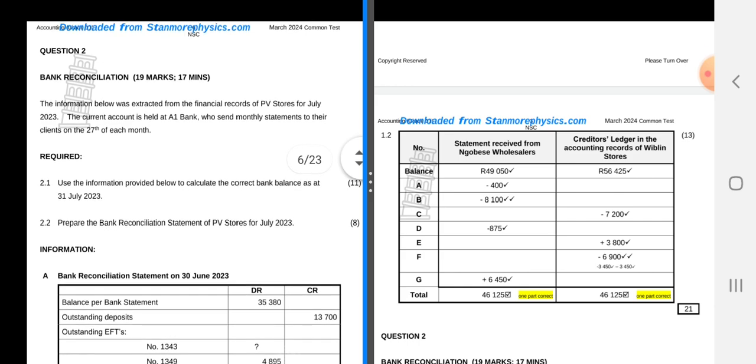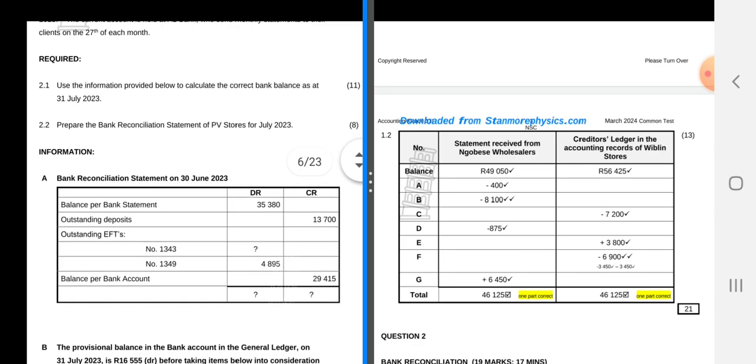With regards to bank reconciliation, the information below was extracted from the financial records of PV Stores for July 2023. The current account is held at A1 Bank, who sends monthly statements to their clients on the 27th of each month. So 2.1, use the information provided below to calculate the correct bank balance as at 31 July 2023. And then after calculating the correct bank balance, we are going to prepare the bank reconciliation statement. Because it requires calculations, I'm going to get rid of the memo screen so that we can do these calculations together.